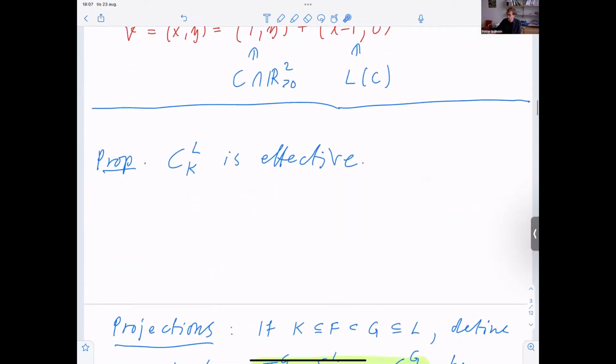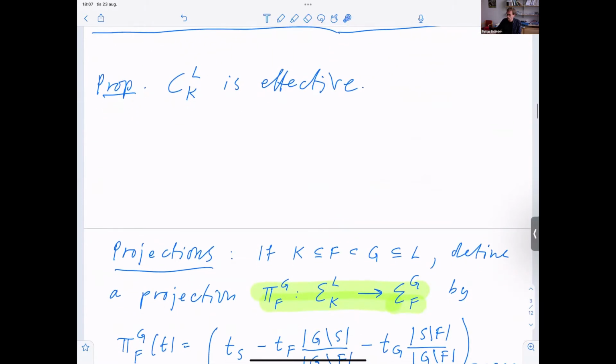And indeed, it's a folklore theorem that this cone of strictly submodular functions is effective. This means that modulo the linearity space, we can view this as living in the positive orthant. For any element in this cone, we can add some modular element so that we point in the positive orthant, so all the coordinates are positive.